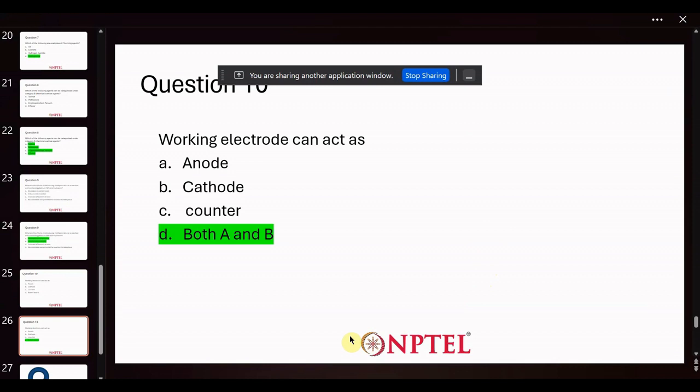In either case, there will be some kind of electron transfer happening, and that electron transfer will lead to a change in potential. So what you are measuring is not just current, you are measuring current as well as the voltage. The major thing which you are measuring is the voltage. When there is a current transfer, there will be a potential difference generated. So the working electrode can act both as a cathode or as an anode.